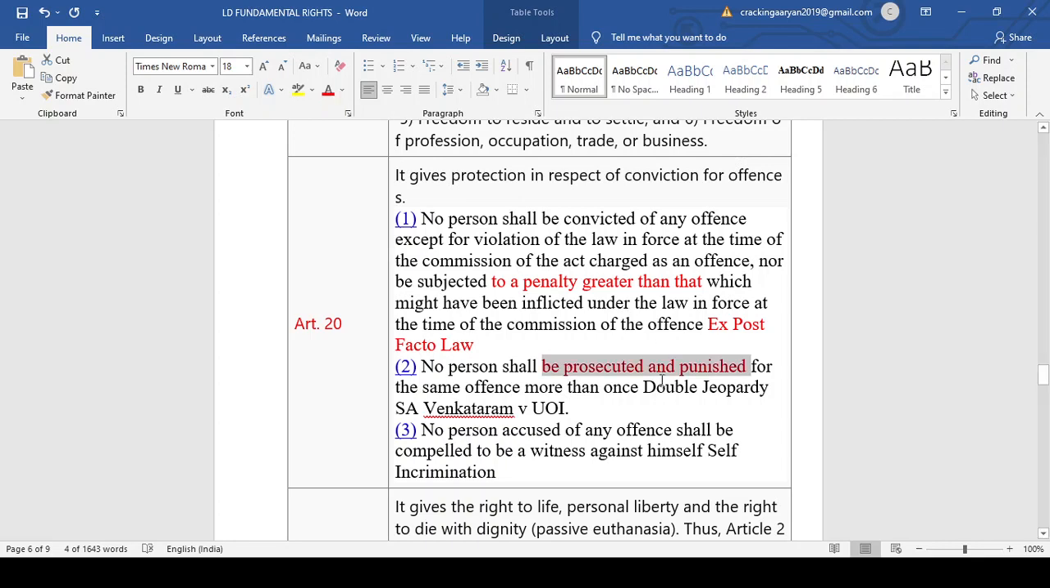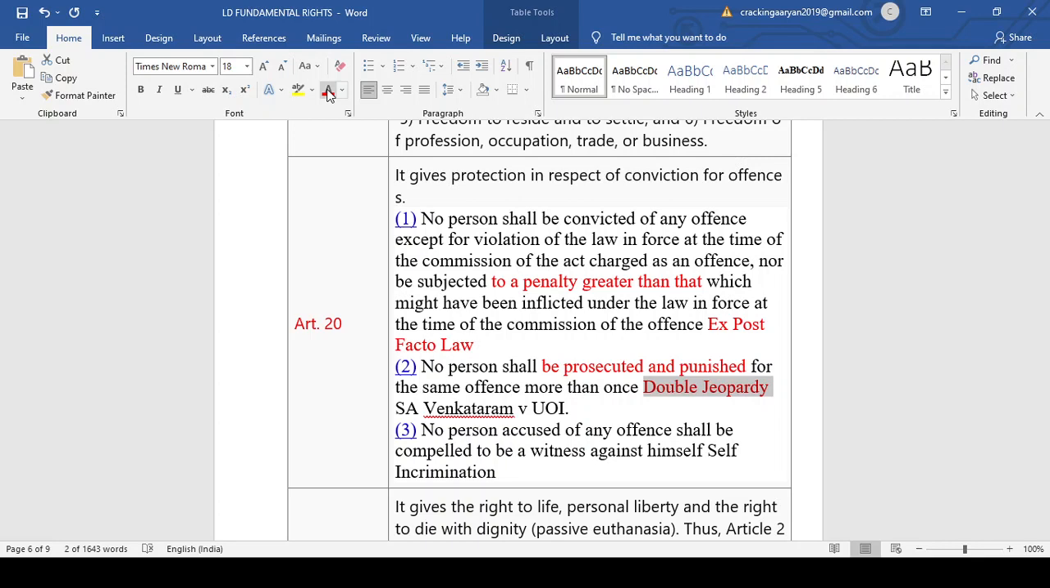Now the second is, no person shall be prosecuted and punished for the same offense more than once. That is double jeopardy. Here it says prosecuted and punished. What is the meaning of prosecuted and punished? There are two things. One is an allegation, an FIR has been filed against you. That will not come under Article 20 clause 2.